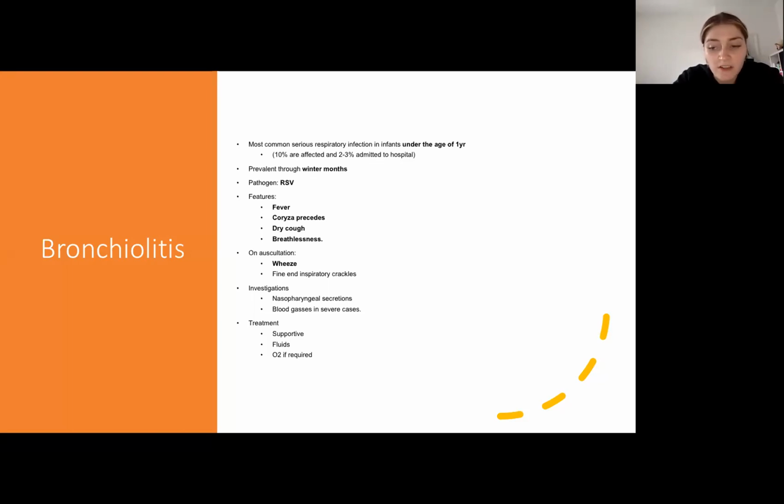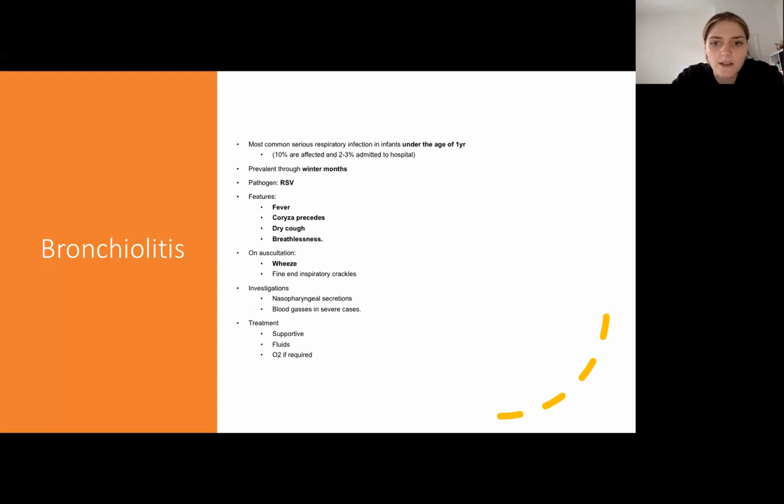Usually these kids are just diagnosed based off symptoms. I've not seen nasopharyngeal secretions actually be done, I don't think. So just being aware that usually they're just diagnosed on symptoms. Obviously in an exam setting, you could say that, but in terms of clinical practice, that's not as common.